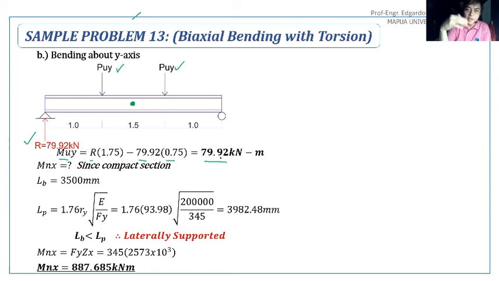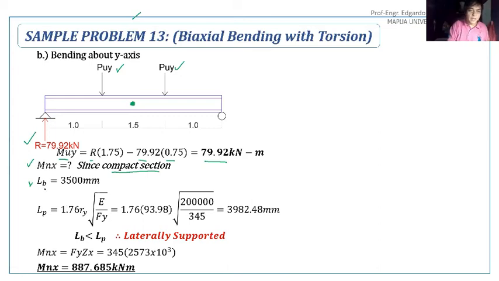So let's go into the denominators. Those are the nominal strength capacities. For MNX, since it was given that the section is compact, there is no need to check the compactness. So what we will do is check the lateral support condition. So our LB is 3.5. Why 3.5? The problem says the beam length is 3.5 meters, and there is no lateral support. The only lateral supports in this beam are at the ends. So there is no lateral support on its sides. So our LB is the full length of 3.5 meters or 3,500 millimeters.